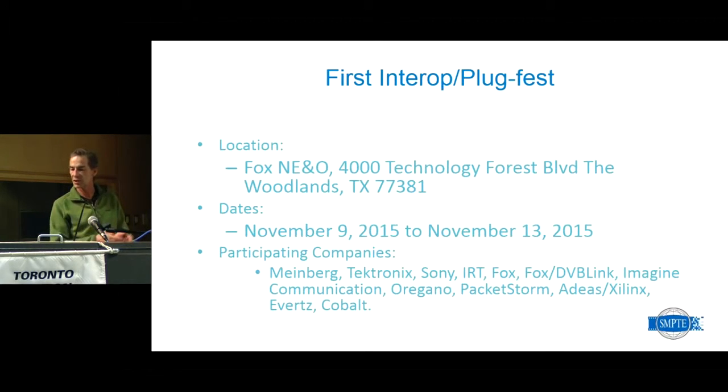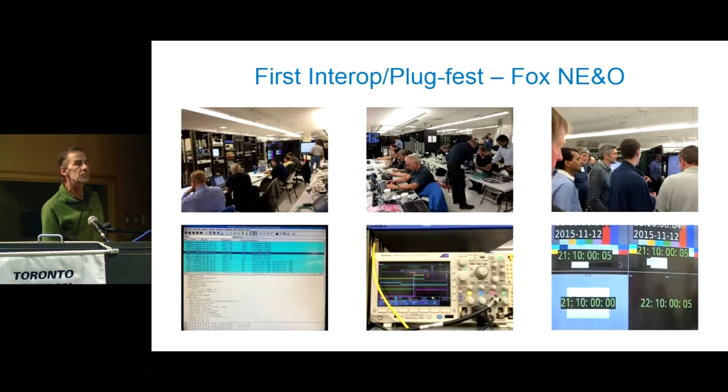And the participants were, as you see there, Meinberg, who is a grandmaster manufacturer who is adding 2059 to their product, Tech, Sony, IRT, which is the German consortium of broadcasters engineering group, Fox, DVB Link, that's interesting. Imagine, Oregano. Oregano is another PTP company. They strictly make PTP, and they're very, very strong PTP experts. PacketStorm, Jack's company, who makes test equipment. Deus, who was doing some Xilinx FPGA development around PTP. Evertz and Cobalt Digital.